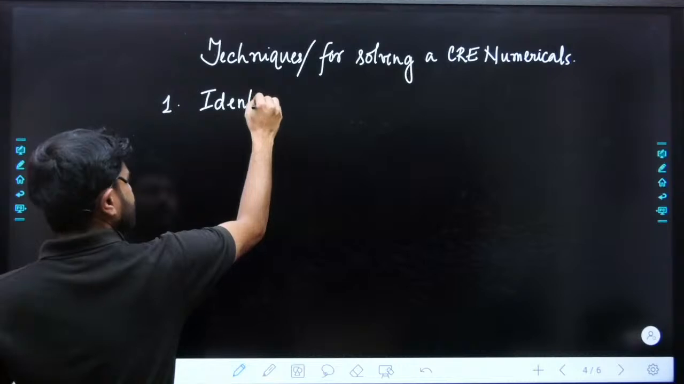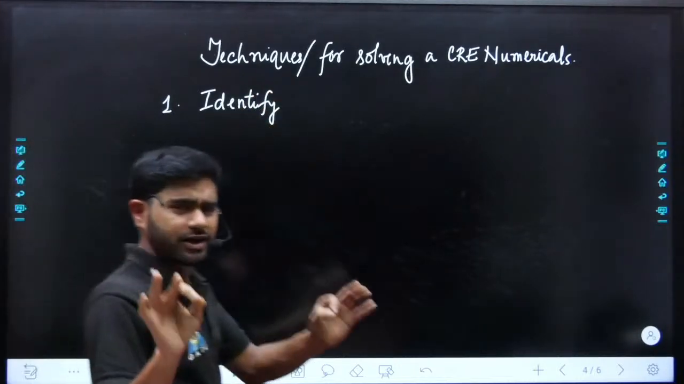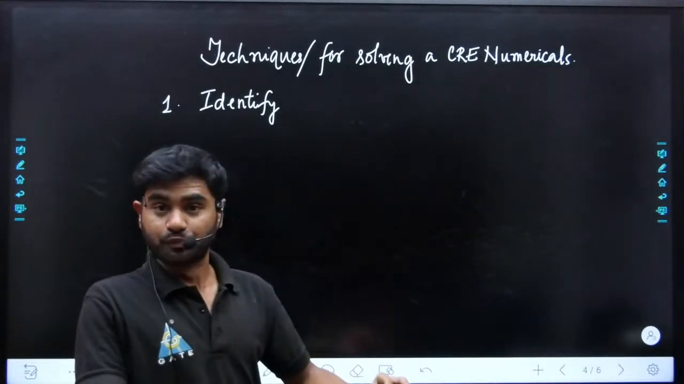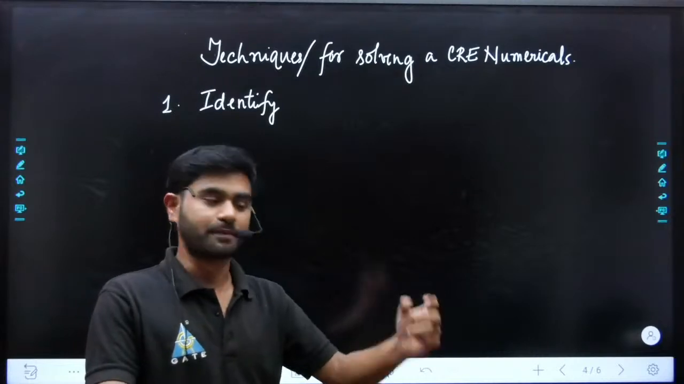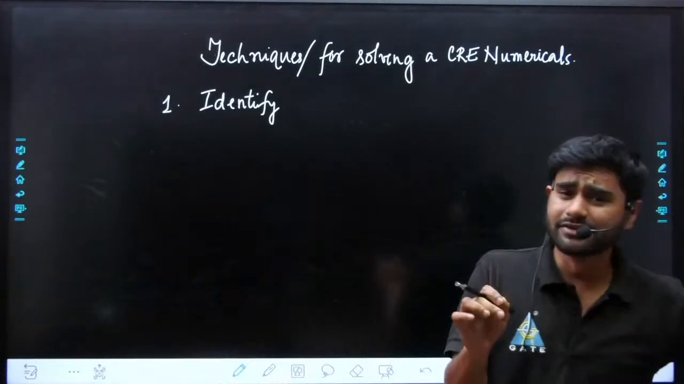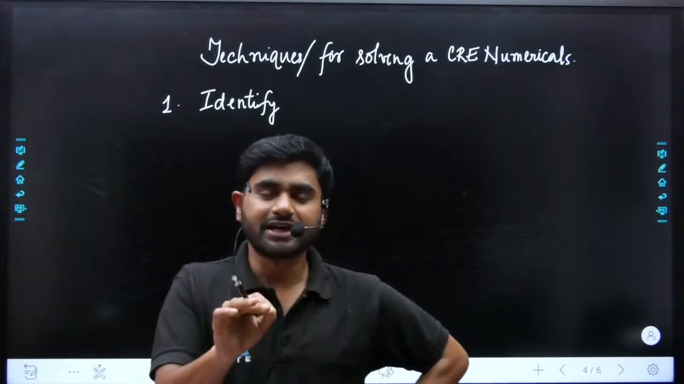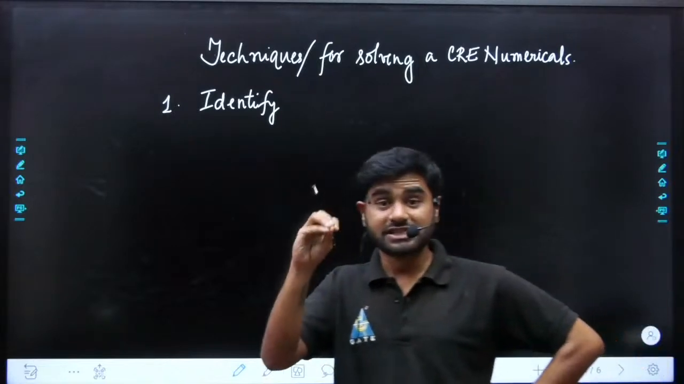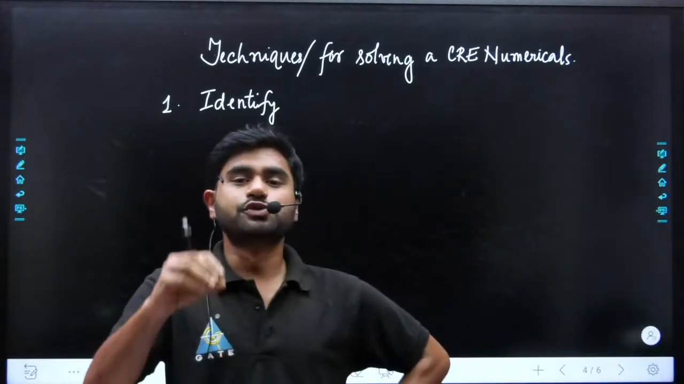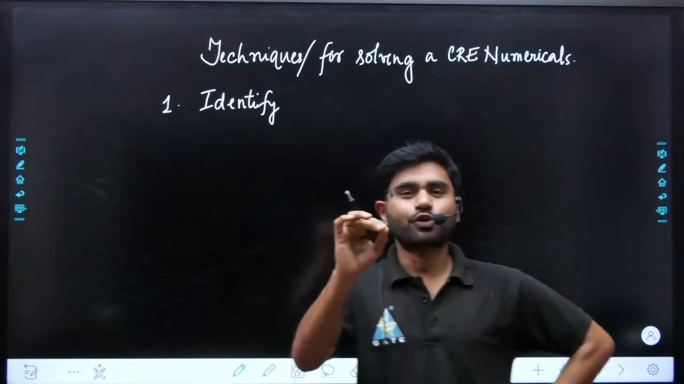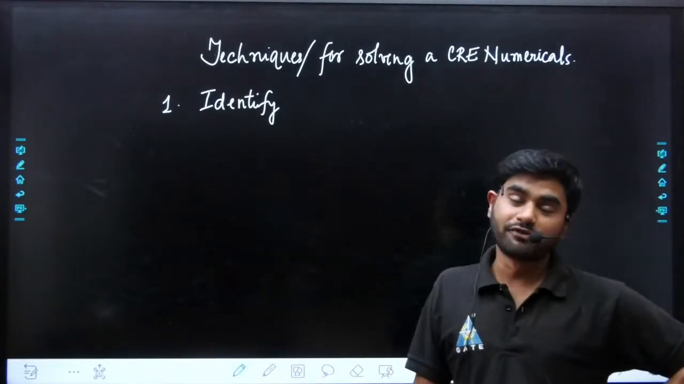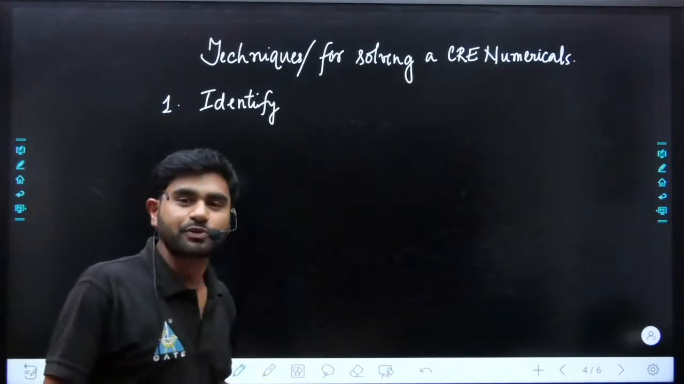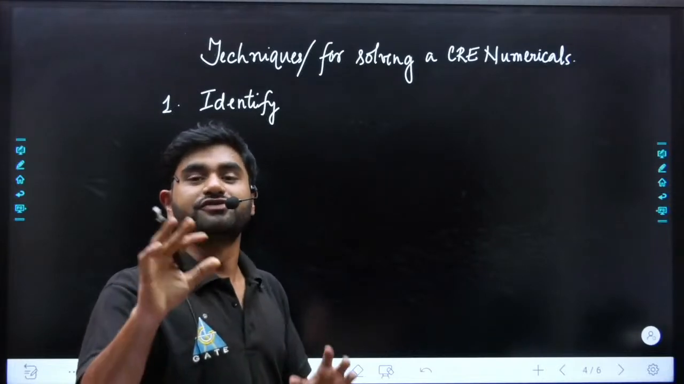What you need to identify, something has to be identified. If I ask you one question, what is the first thing that you are going to identify in a given CRE numerical, in any situation, because I am not concerned about only one specific situation? In general, when you solve any question, what is the first thing you're going to note? That will be the first point. The first and foremost thing you need to identify is which phase the reaction is.